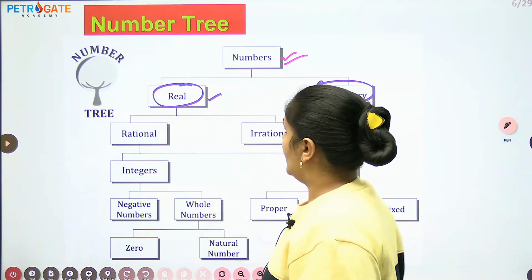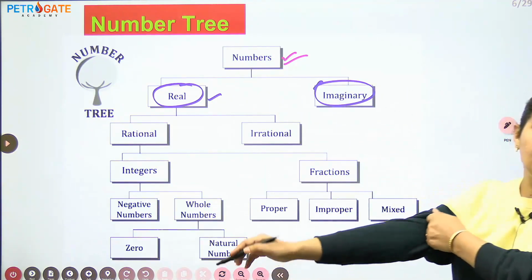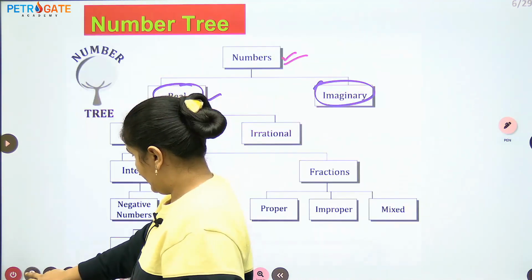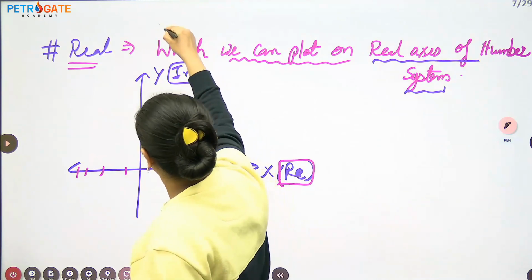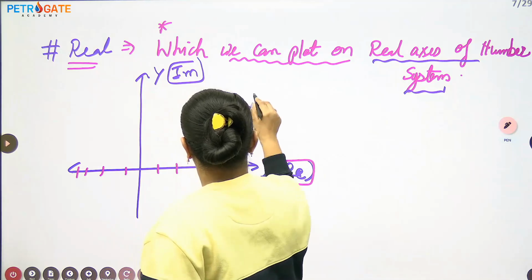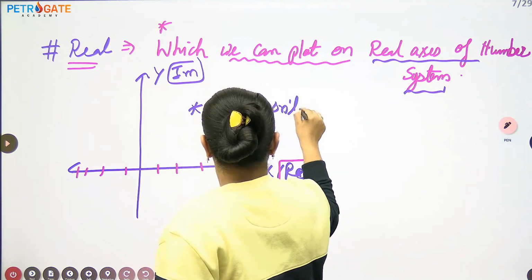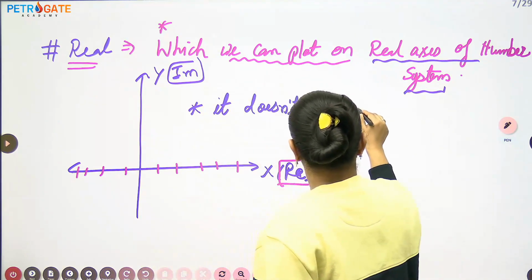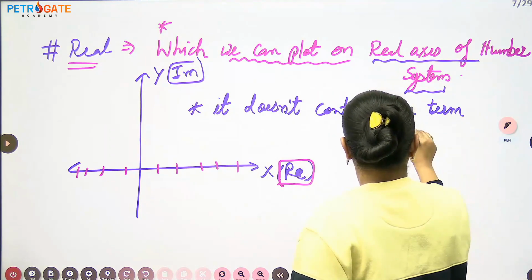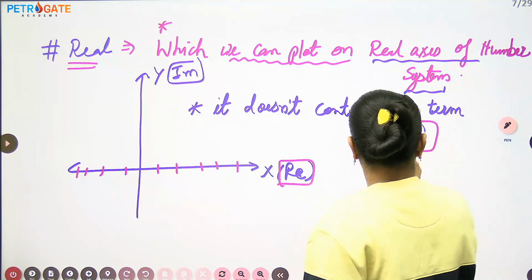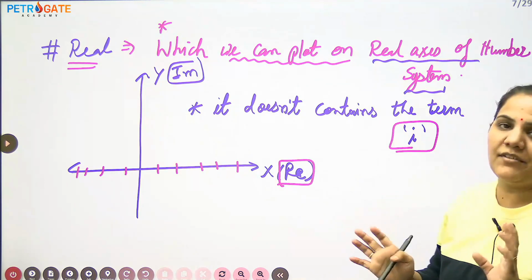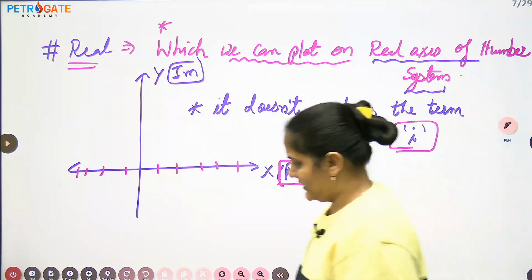It is clear. Now, when we talk about the imaginary number, let me write down one more thing about the real number, that it does not contain the term iota. It should be clear in your mind that the real number does not have any iota. All right, first thing is clear.